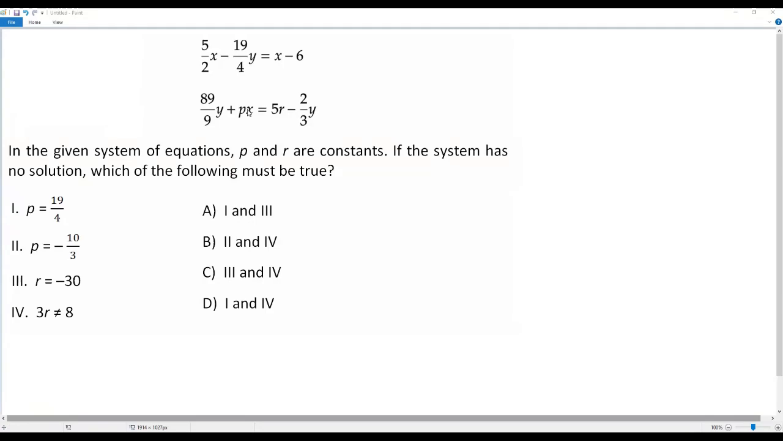Here we have a SAT math problem. Okay, let's go to the question. Here we have a system of two linear equations. In the given system of equations, P and R are constants. If the system has no solution, which of the following must be true?